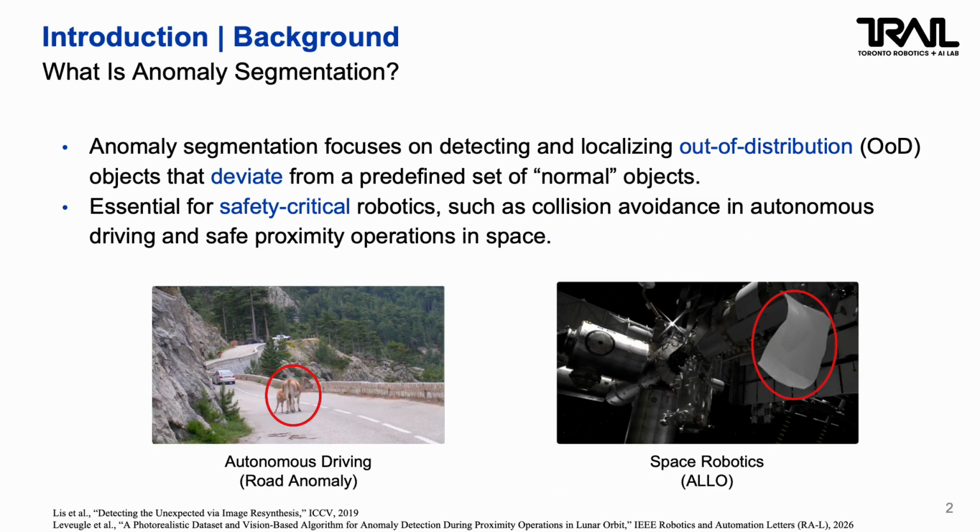To start, the problem of anomaly segmentation in robotics aims to detect and localize out-of-distribution or anomalous objects that deviate from a predefined set of normal objects. This task is crucial for safety-critical robotic applications such as collision avoidance in autonomous driving and safe proximity operations in space.